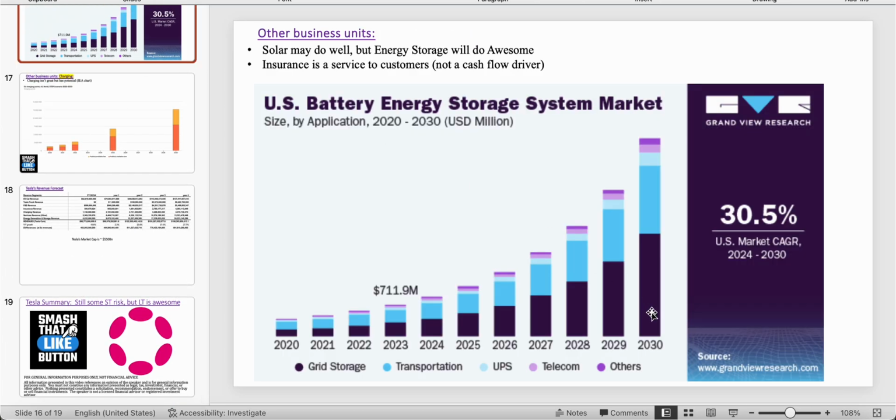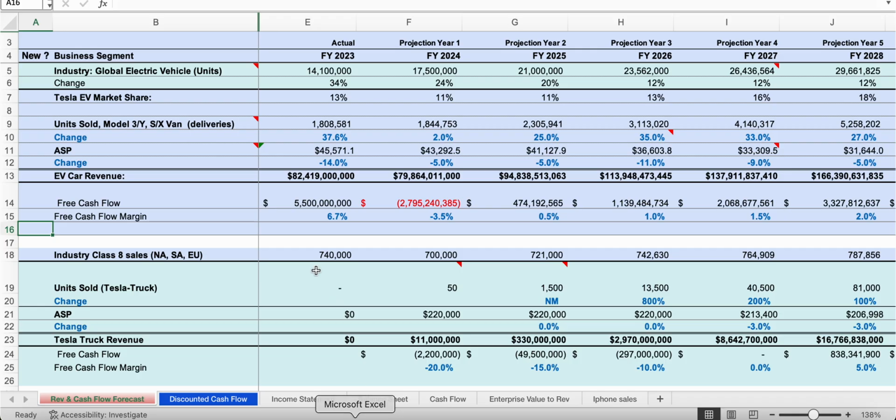That's about it. I guess lastly, I just want to show you this. The battery storage market is going to soar. And this is in my model too. In my model, I mentioned how this is going to do really, really well. So let's get to my model because that's where I want to spend most of my time. I've already spent 5 minutes on this.